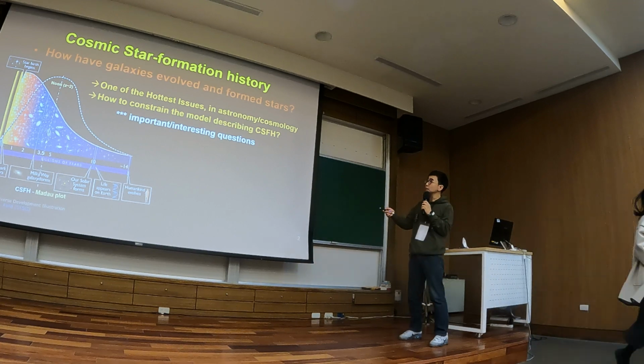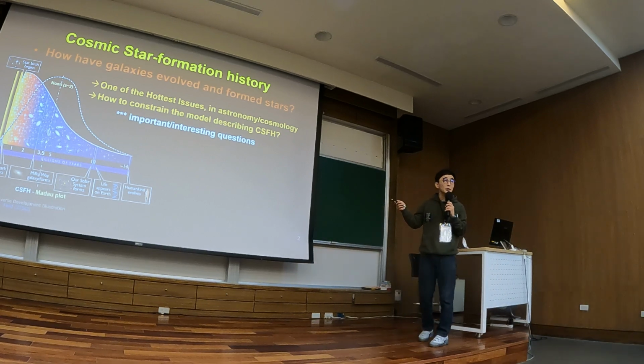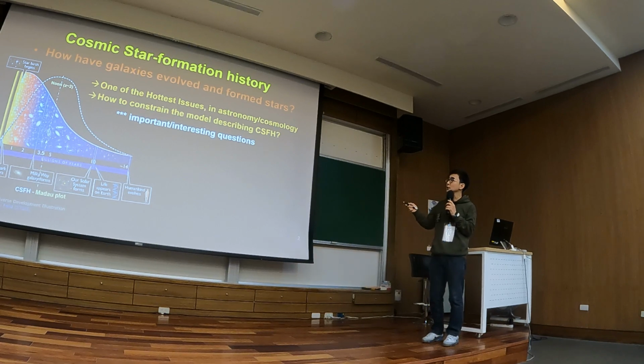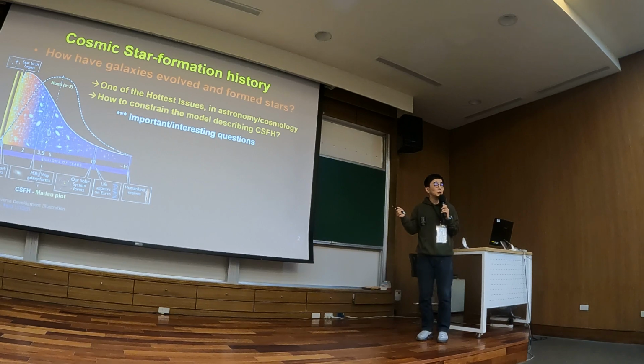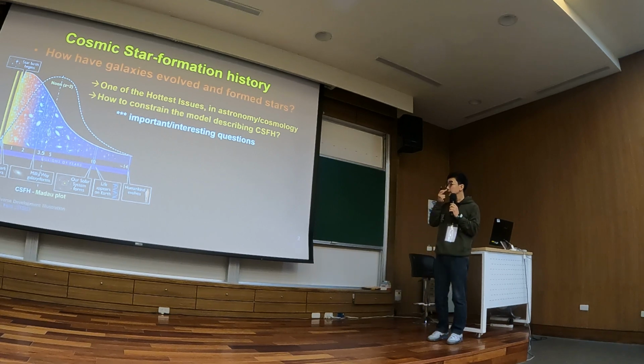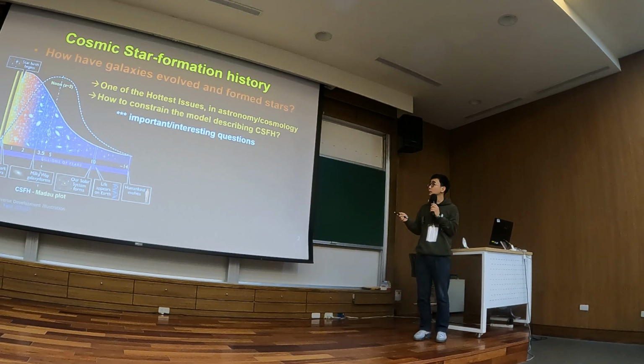Yeah, the question about how galaxies have evolved and how they have formed stars. These kinds of questions have been one of the hottest issues in modern astronomy. So, how do we constrain the models which can describe cosmic star formation history? This is one of the most important questions we have today.